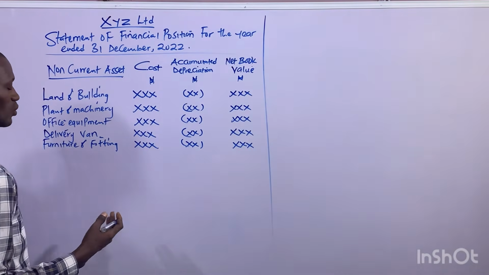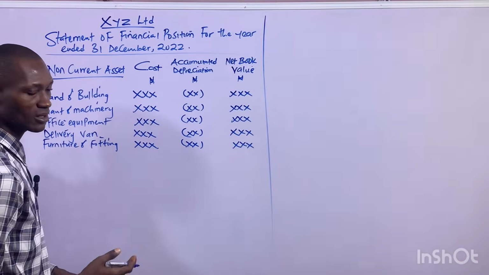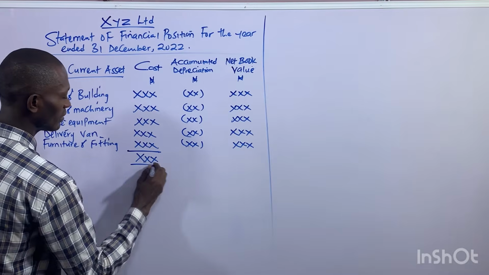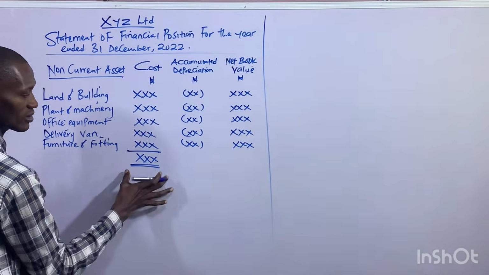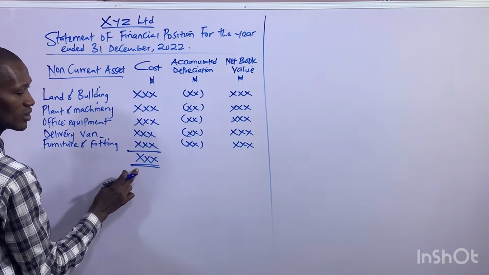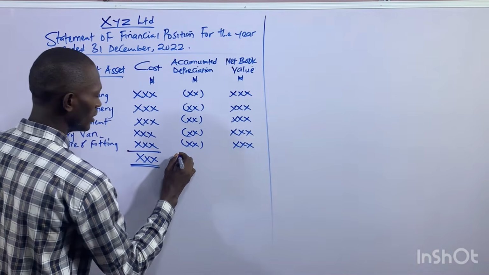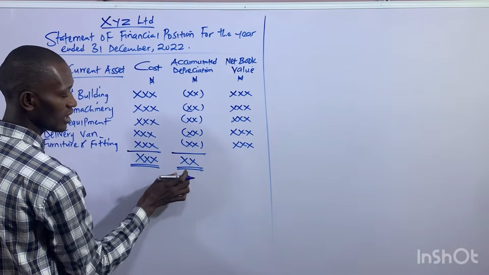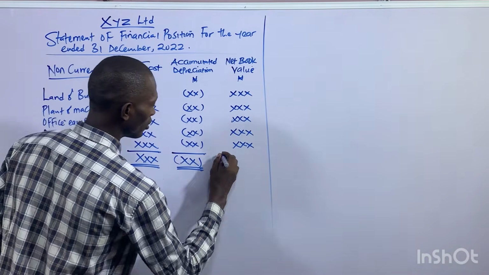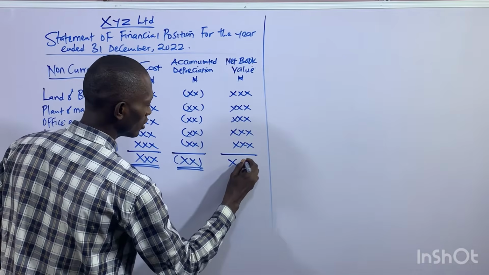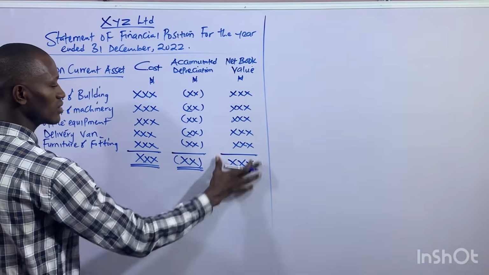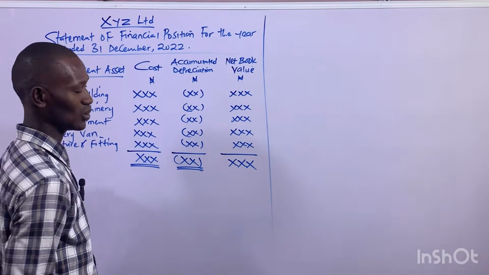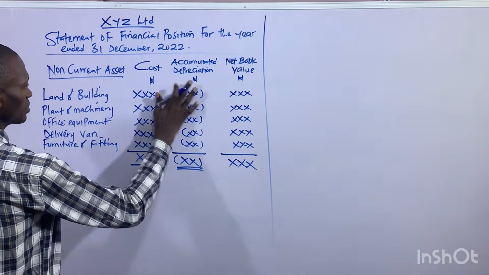We still have other ones. We have motor vehicle, premises, and all that. So the cost, you are going to total everything and close it. You add all this, then you close it by drawing two lines. Then the accumulated depreciation as well, you are going to add everything and close it. Then your net book value, you are going to add everything, but you're not going to close this because you're still going to be adding to it the working capital. So that's with respect to non-current assets.